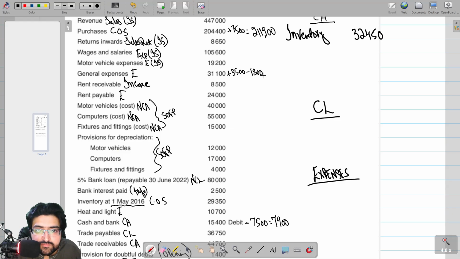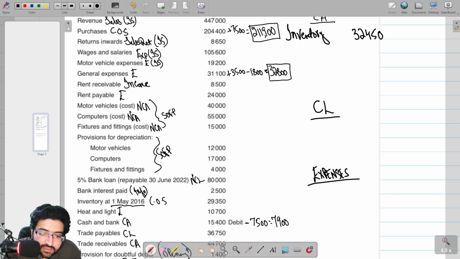So what will the value of my general expenses be in that case? Let's figure out. 31,100 plus 3,500 minus 1,800. The value is going to be 32,800. So when I'm recording my general expenses in my income statement, I will not record those at 31,100. I will record them at the new value, which is 32,800. Let me box this so that we remember. Always use the new values. That's what adjustments are for. Why are we making changes to this? To use the new values to prepare proper statements.